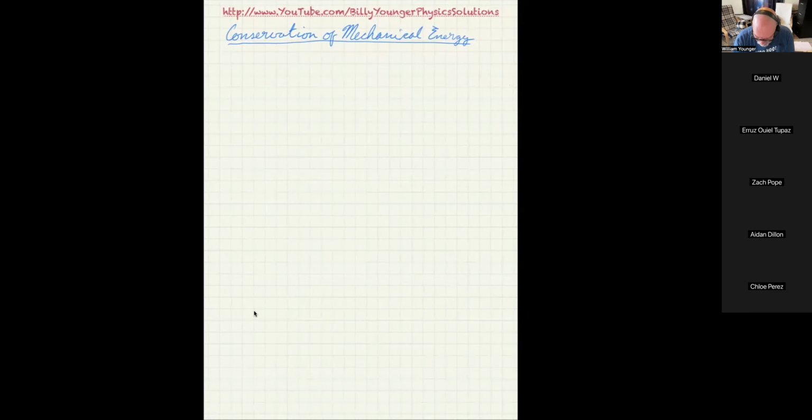So, to deal with conservation of mechanical energy, I have to tell you what the mechanical energy is. The types of mechanical energy are potential energy and kinetic energy. So, potential energy is one of them, kinetic energy is another one.